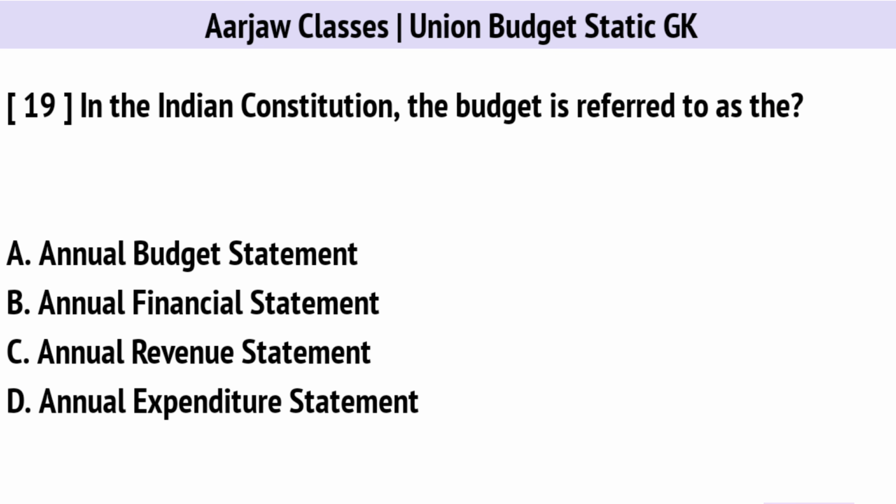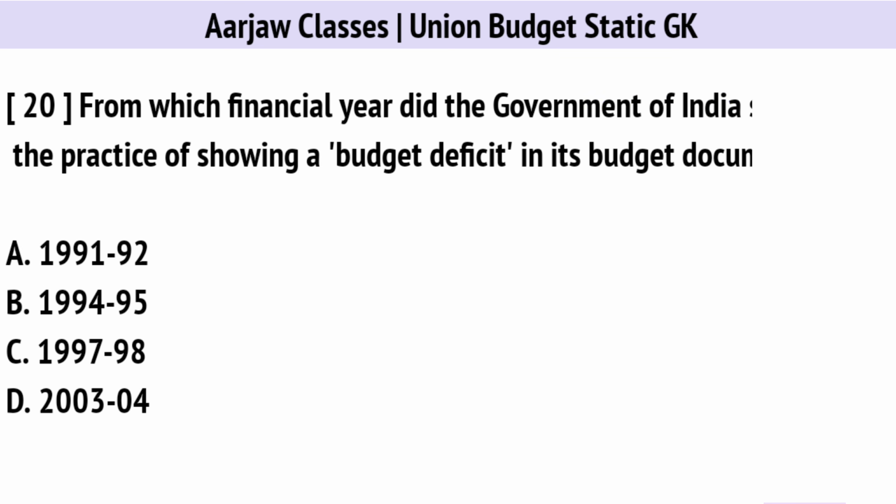In the Indian Constitution, the budget is referred to as the... Correct option is B. Annual Financial Statement. From which financial year did the Government of India stop the practice of showing a budget deficit in its budget documents? Correct option is C.